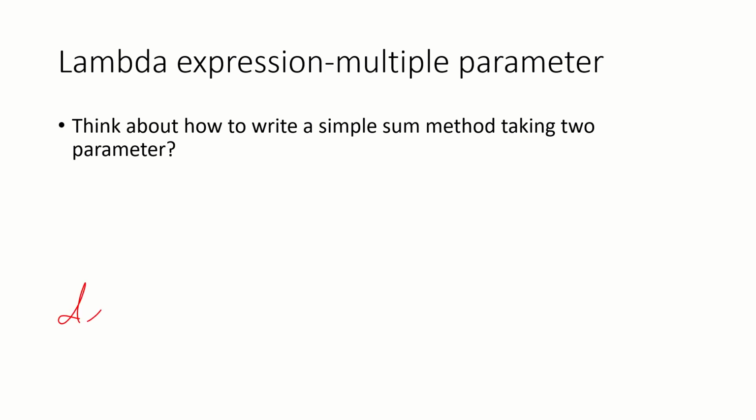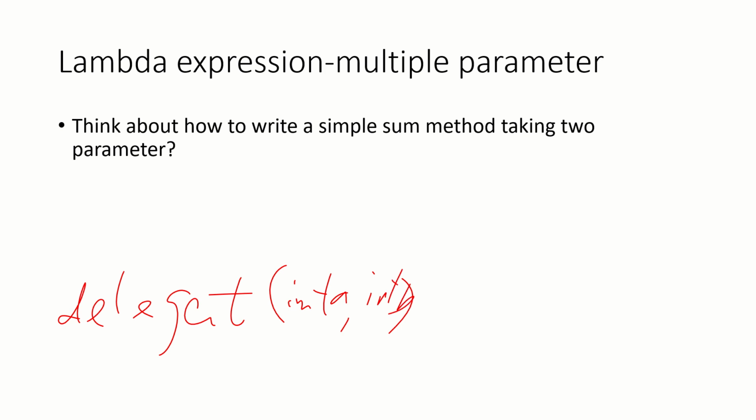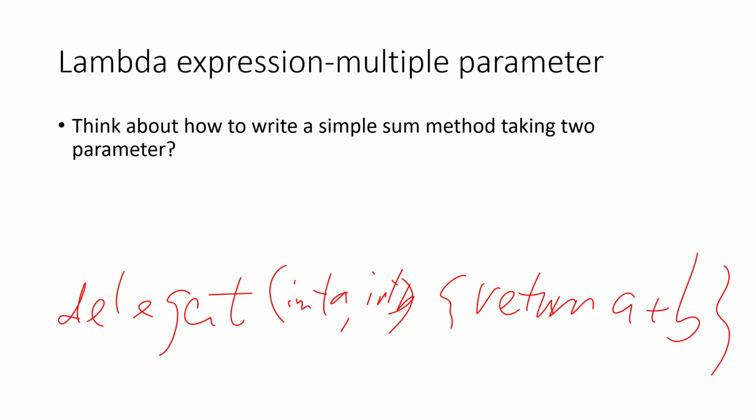First of all, we're using an anonymous method, right? How to delegate int A and int B. Return A plus B, right? It's one line. We can represent this method, right? You don't have to write this method again, okay?